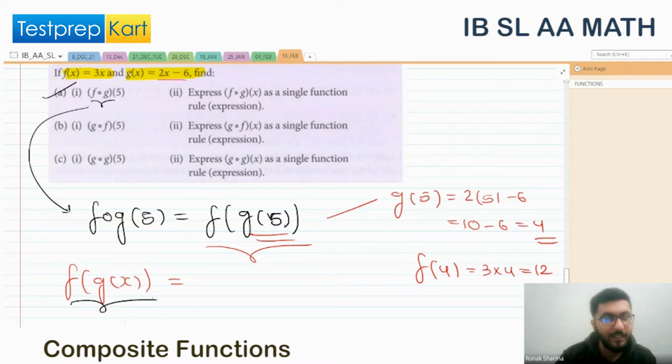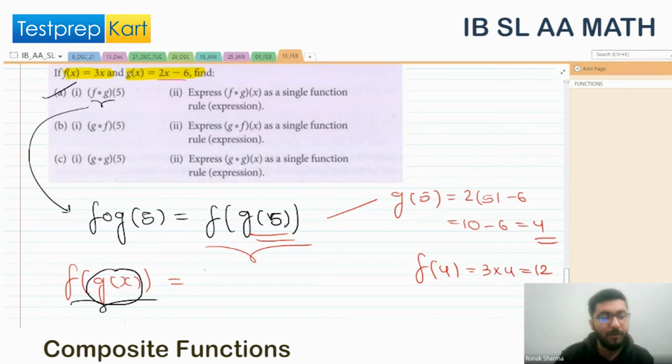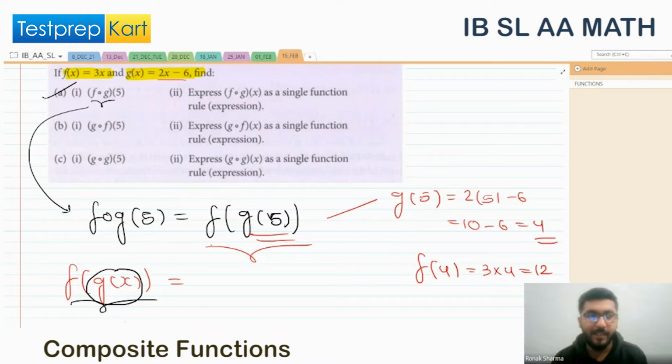Or you can first find f of gx. So f of gx will be what? I should put gx in place of x in the function fx. So this will become what? Tell me. Now I'm asking for the exact expression that I'll get when I find f of gx.